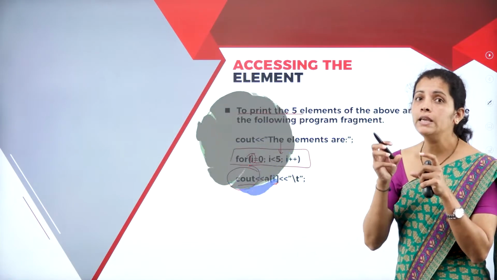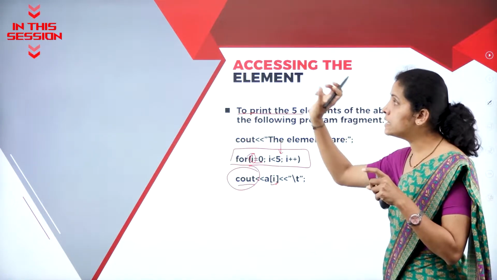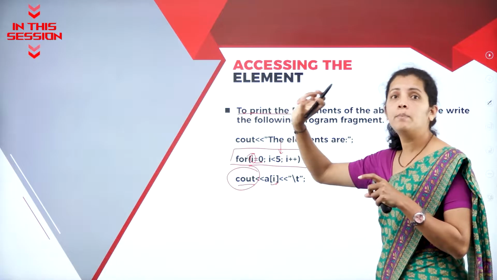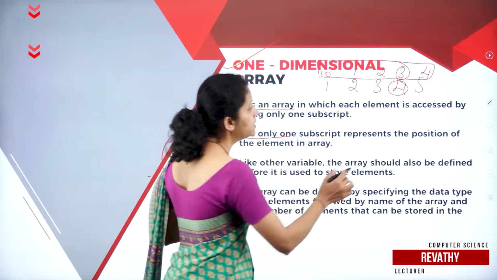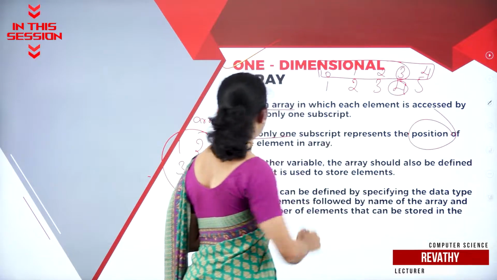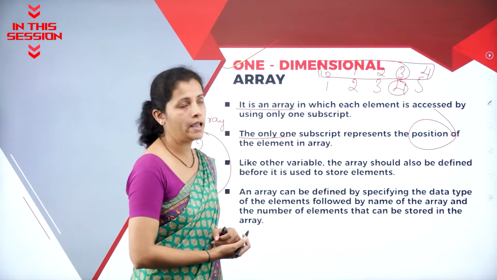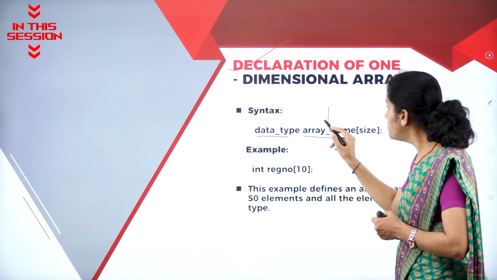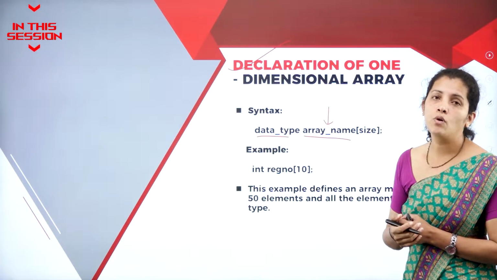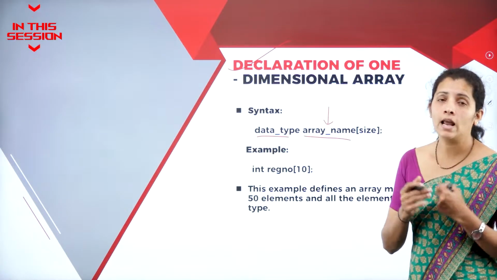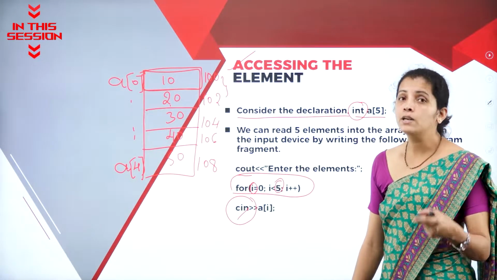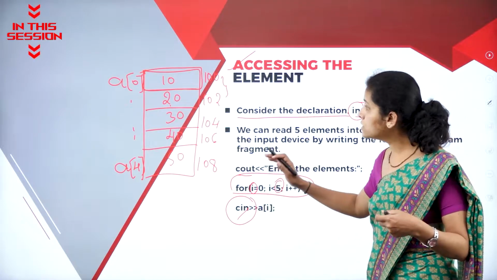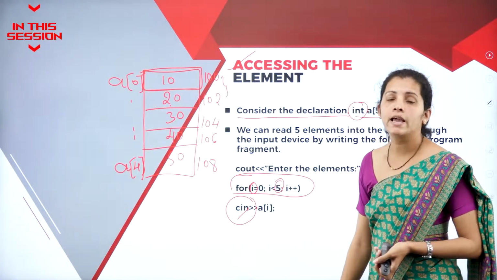I need to get the element which is present in my index one by one. I'm having only one subscript and that represents the position of the element in array. While specifying array name, I need to follow the rules of an identifier. Here 5 is nothing but my limit. But where I want to start from the index A of 0.